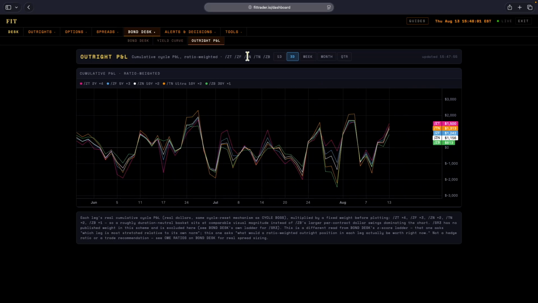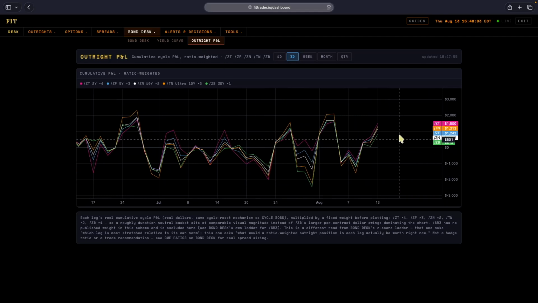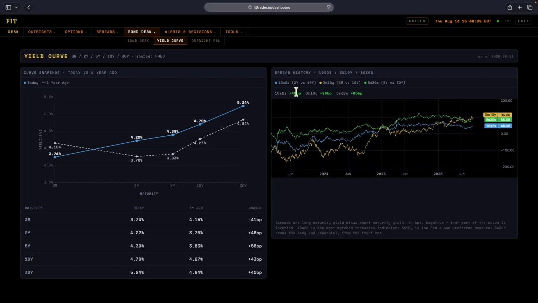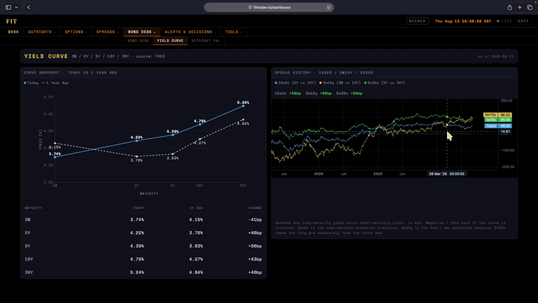So what you can see here is the outright P&L. You can see the actual yield curve, and then the relationship between the 2s and 10s, the 3-month and the 10-year. This is the SR3, or the SOFR, which is secured overnight financing rate, versus the 10-year. These are posting because these are trade opportunities on the spread. And then, of course, the 5 versus the 30-year, which is actually the 20-year. This is the FOB. It's the ZF against the ZB.